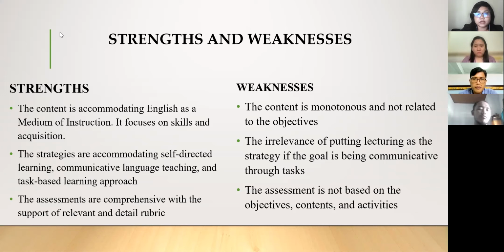The first weakness is the content. The content is monotonous and not related to the objectives. Based on our analysis, we can see that the content is mostly about vocabularies and it is repeated from the first meeting to the last meeting. And we think that it's monotonous and not related to the objectives. The objective is too broad, but the content is really specific.